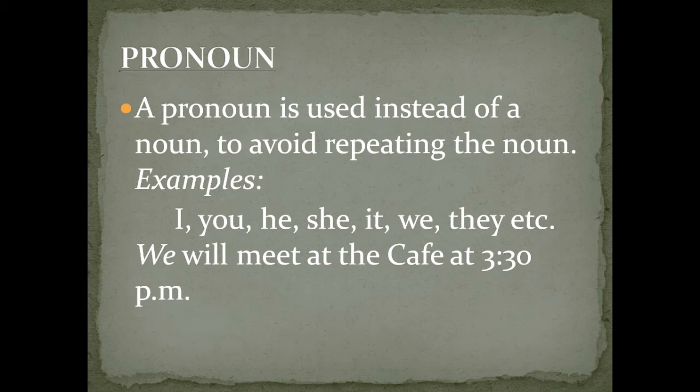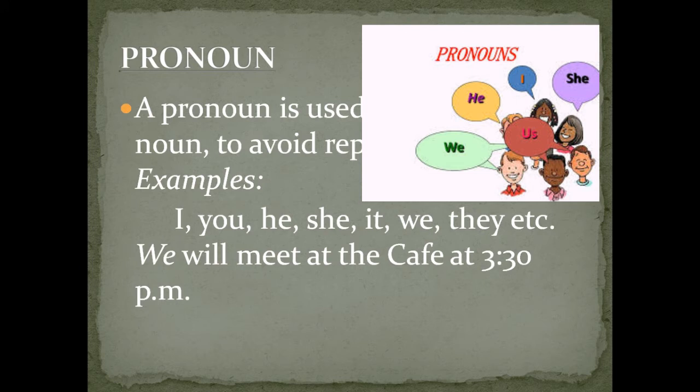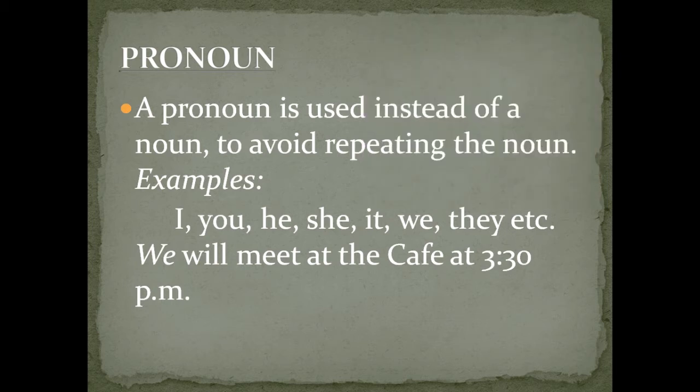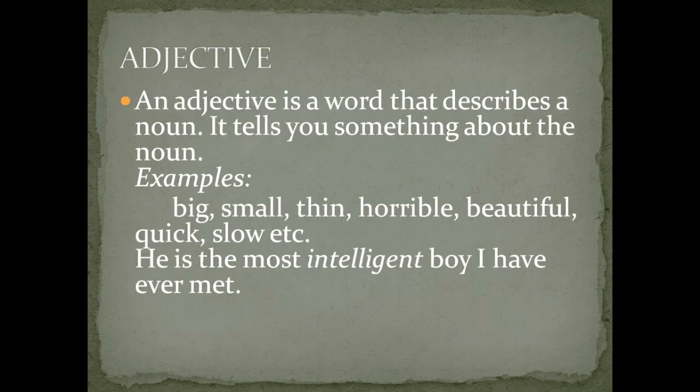If we want to continue with the same person in the next paragraph or next line, we can use I, he or she. If you are the single first person, you have to use I. For the third person, you use you, we or they. When you are a male you use he. When you are a female you use she. Shall we move on to the example: we will meet at the cafe at 3:30 p.m. Yes, we will move on to the next.